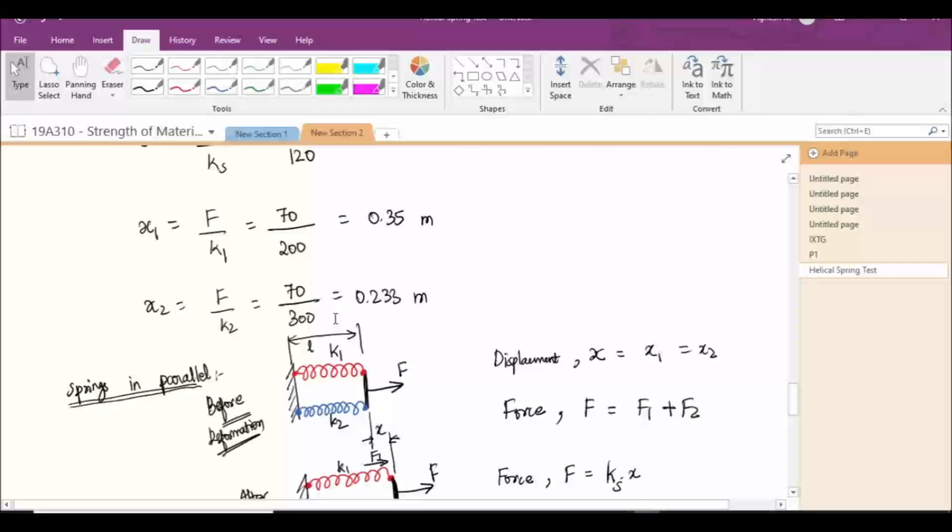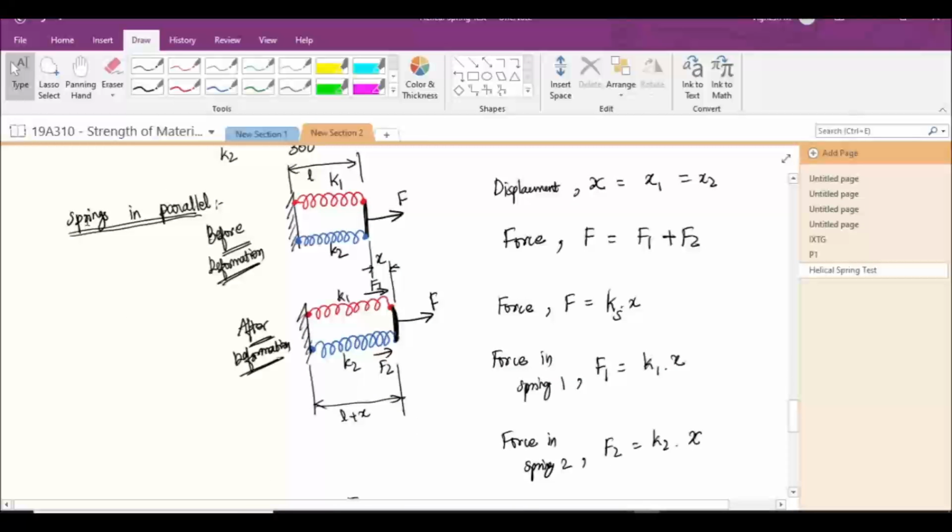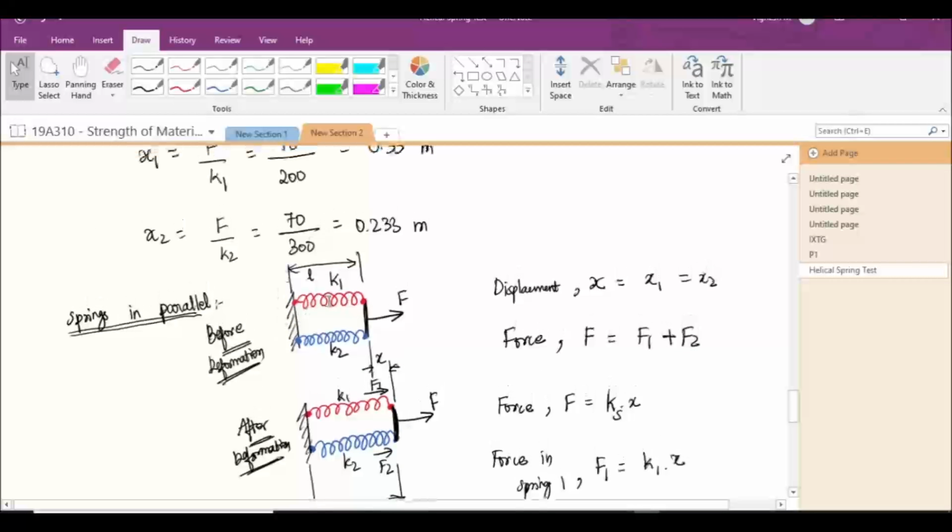That's a general idea. Okay, now springs in parallel. Now the two springs are kept in parallel, and we are going to discuss how it is going to perform. So first, before the deformation, two springs are kept in parallel, and both ends of the springs are fixed, and both other ends of the springs are attached commonly, and the common force of F has been applied. Now both the length of the springs are going to be L.